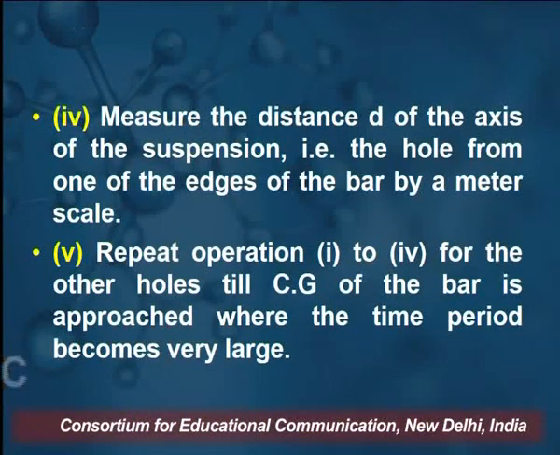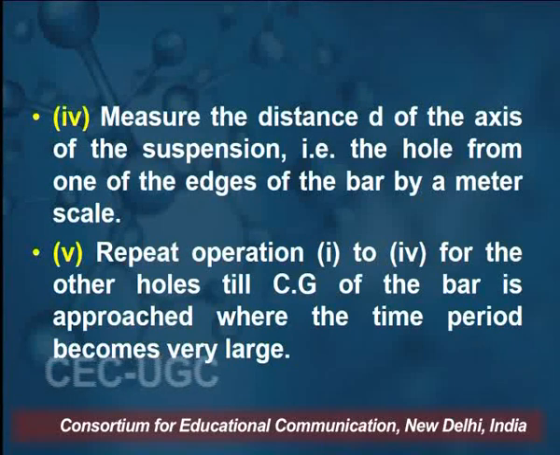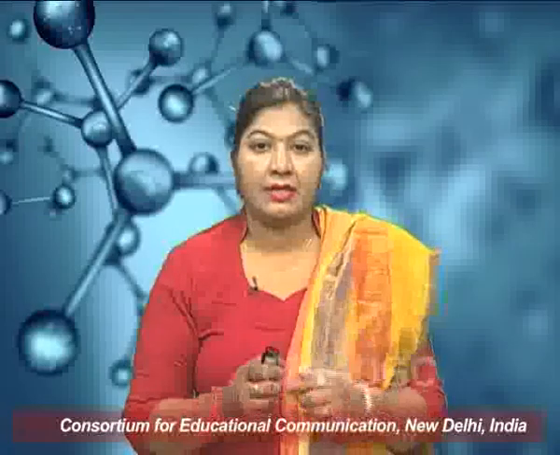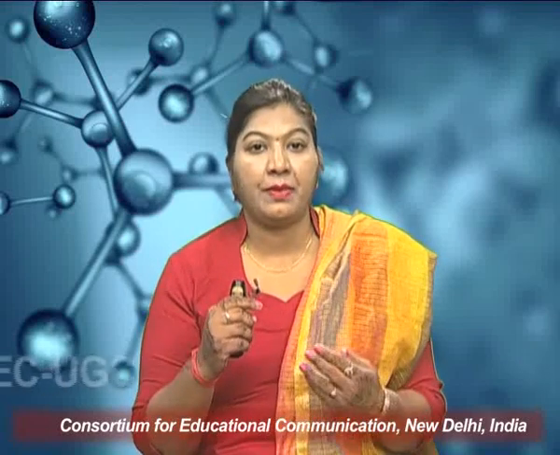Similarly, here again we put the edge into the next hole, and we repeat the experiment from steps 1 to 4. It means we put the edge in another hole, give displacement to the bar, calculate the time period for the 20 oscillations, and repeat for the other holes till the center of gravity of the bar is approached, where the time period becomes very large. It means the center of gravity is in the middle, with holes on the upper side and the lower side.